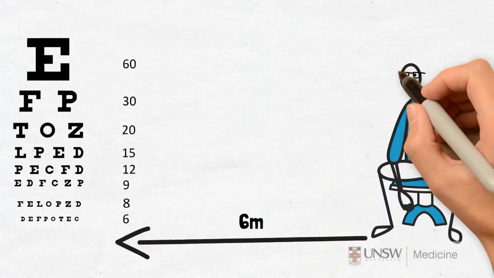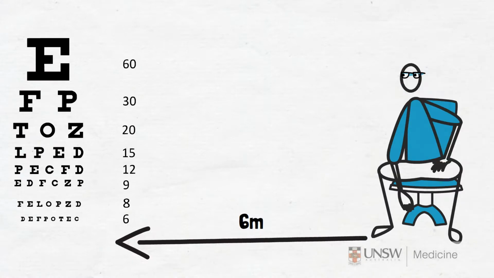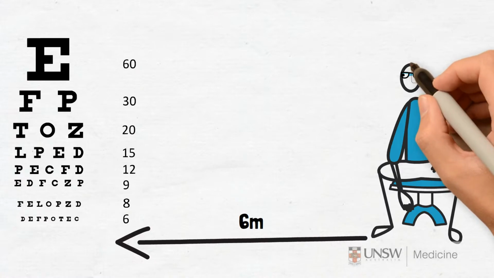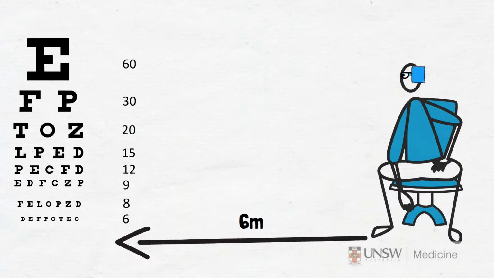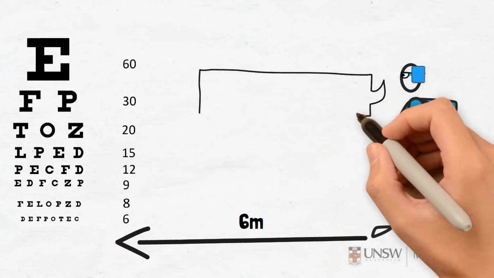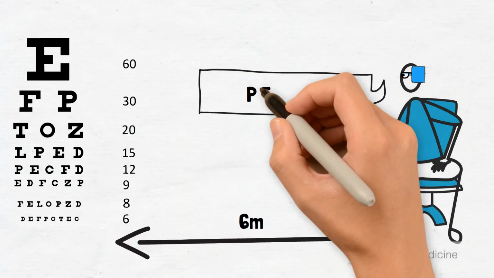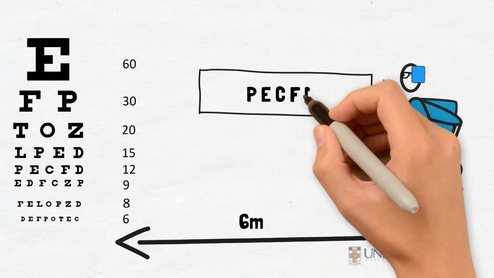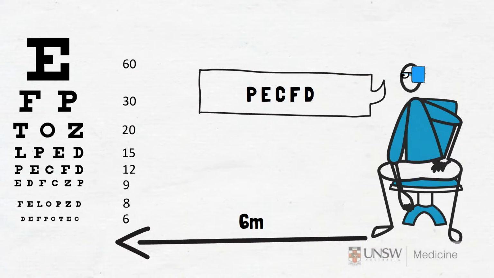If the patient has glasses, ensure that they are wearing them. Furthermore, ensure we test each eye individually by covering the other eye with an occluder or with their own hand. Ask them to read the lowest line they can on the chart. Here, Frank can read P, E, C, F, and D.